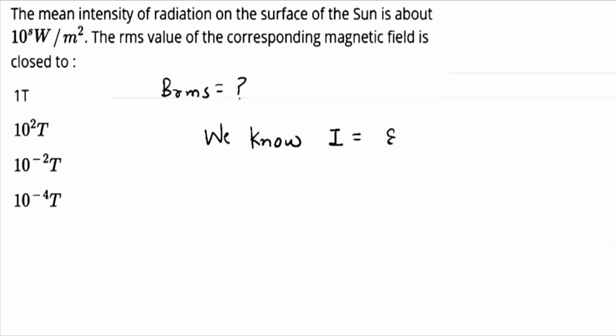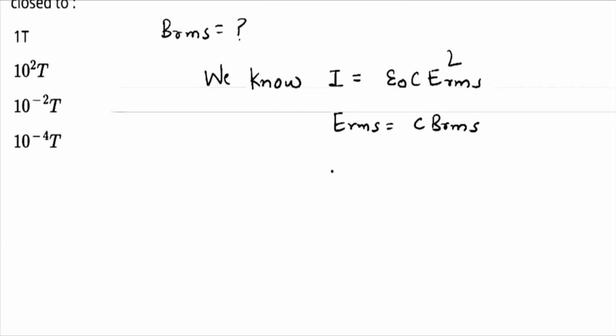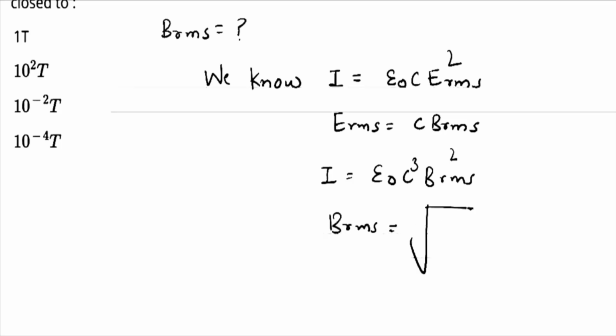Now we know intensity, that is I equals epsilon naught C into E RMS square. We also know the value of E RMS equals C into B RMS. Now replace this value of E RMS with C B RMS. So we get I equals epsilon naught C, and here C square, it will become C cube B RMS square. So on solving, we get B RMS equals square root of I upon epsilon naught C cube.